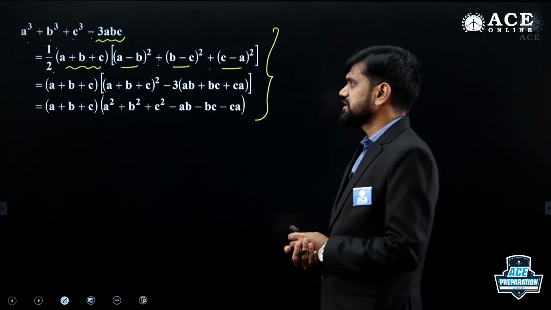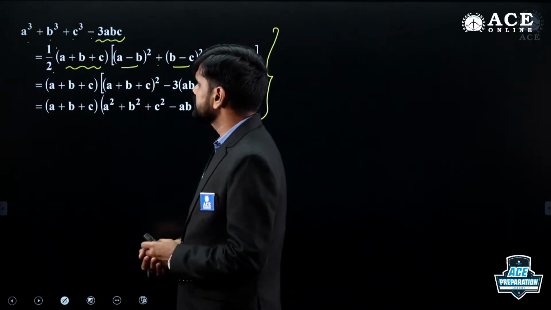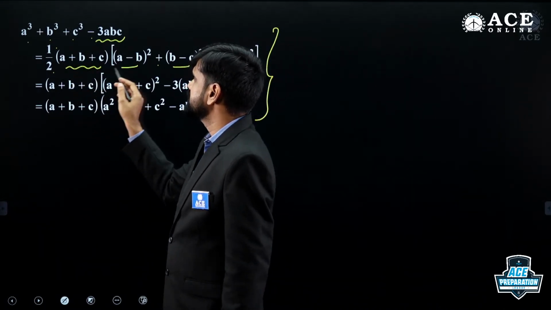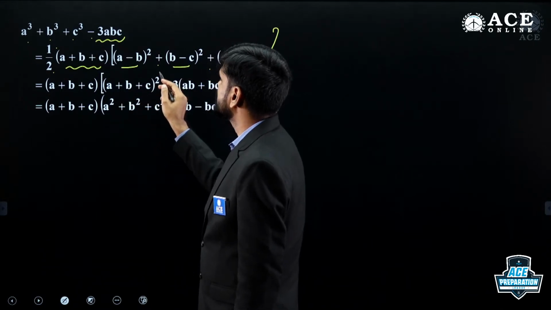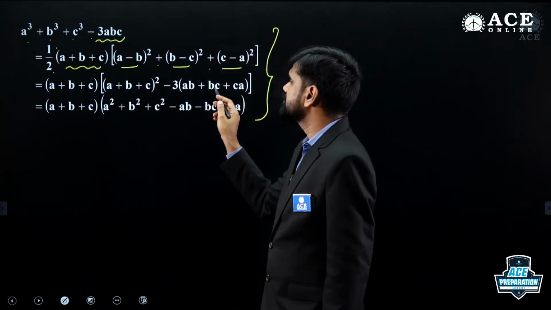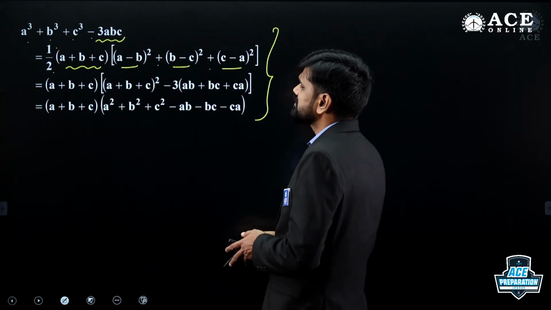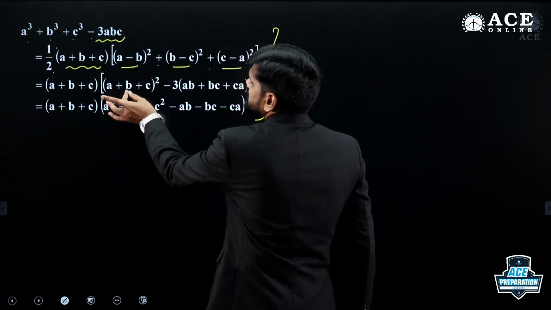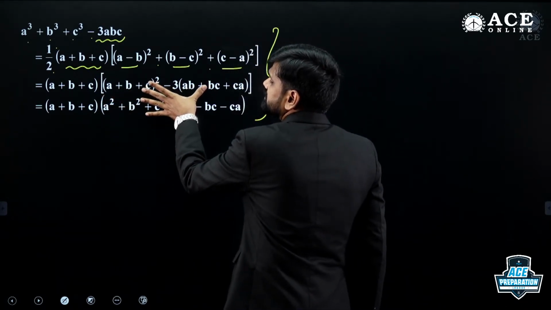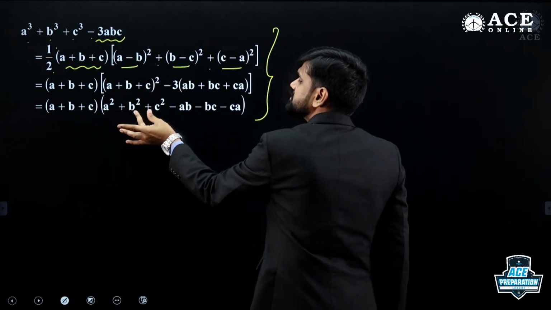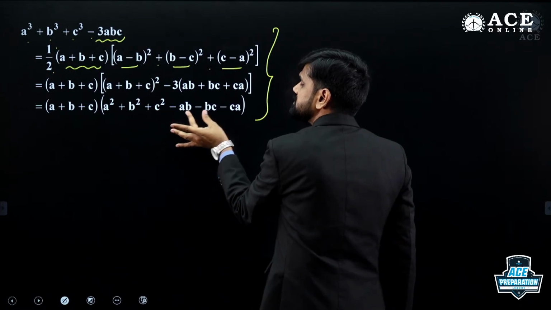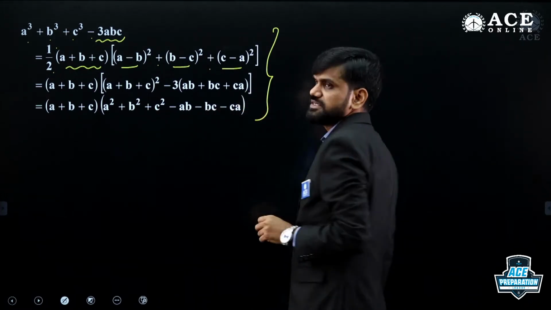That can also be written as a plus b plus c into, this inside values can be written as a plus b plus c whole square minus 3 into ab plus bc plus ca. If I am expanding this formula and simplifying that, that will become equal to a plus b plus c into a square plus b square plus c square minus ab minus bc minus ca.